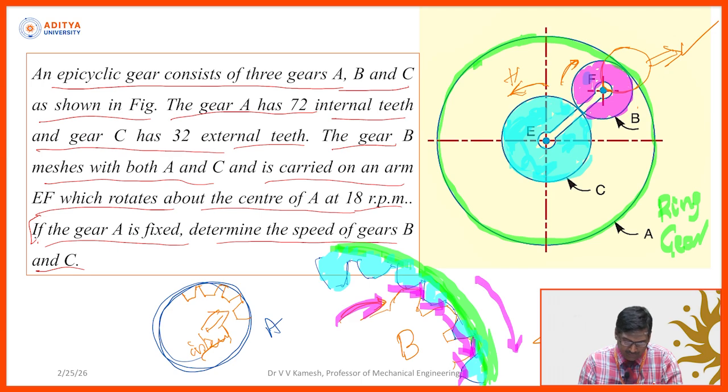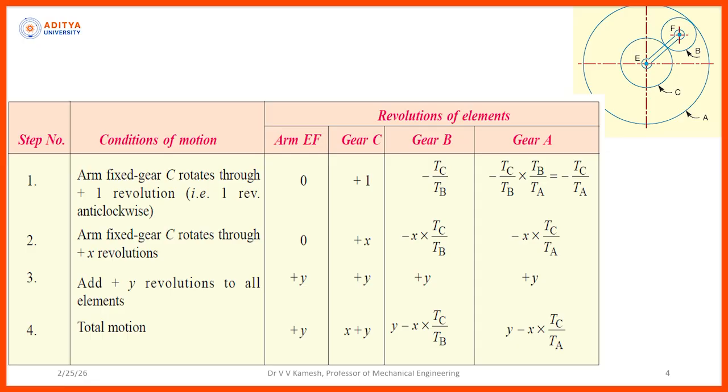Now, you can calculate one by one. See, gear A has 72 internal teeth, C has 32. The remaining you can calculate regarding B also. Now, you see in the diagram, you can start with C or B or A, whatever it might be. So, you can prepare the table. How will the table be? The first one will be the same.